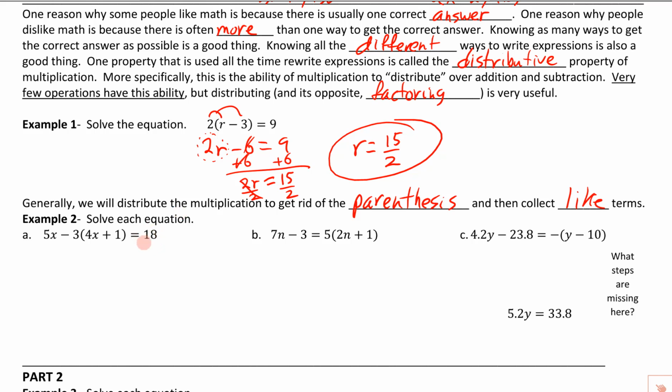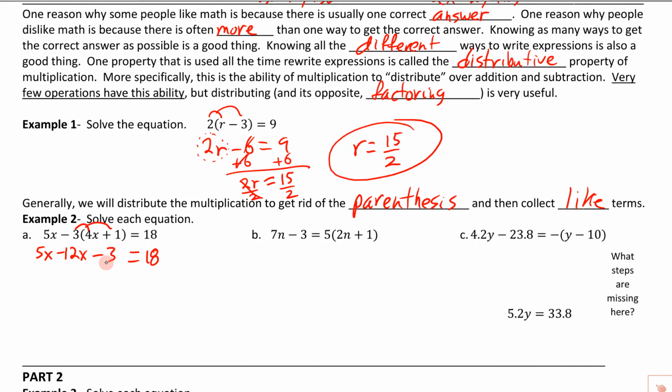This side clearly is simplified. I'm just going to go ahead and write down that 18 over on this side. And then on the other side, we're going to take a look and see, hey, what do I need to simplify here? Well, we don't want to start moving things around until we've got it simplified. So let's go ahead and distribute through. So this is going to be 5x. We don't need to do anything with that. This is going to be negative 12x because negative 3 times 4x would be negative 12x. And then we've got this negative 3 times positive 1. That's going to be a negative 3.